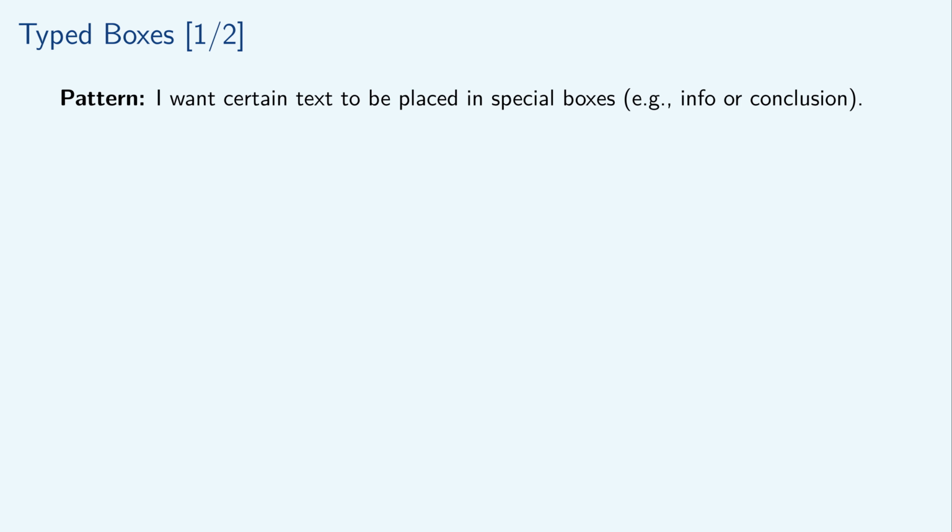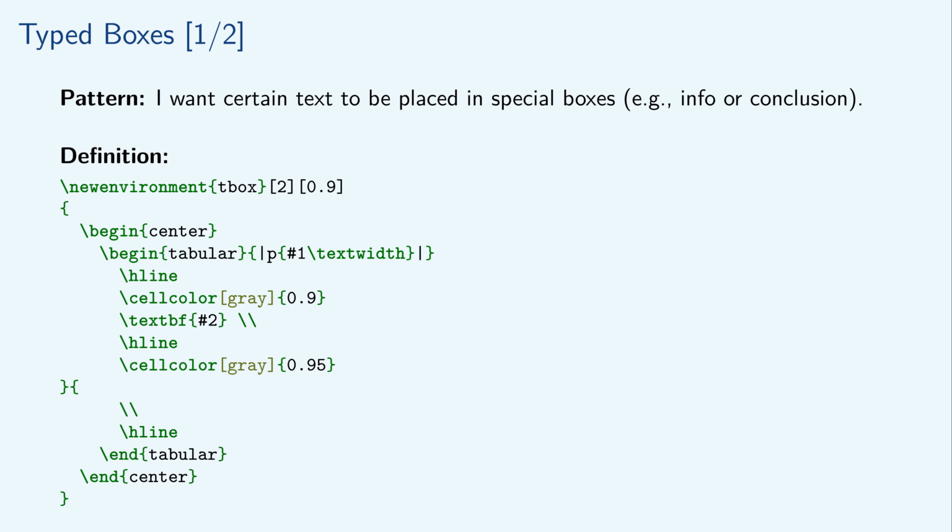Another thing I do is that I often want to have boxes, and that box has a title. It could be info, it could be sub-conclusion. And again, it's an environment. It's very similar to the last one, except that the last one was essentially a paragraph. This one is essentially a tabular environment. It has a header.